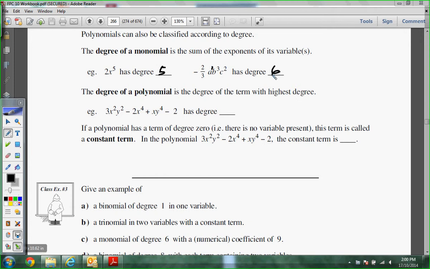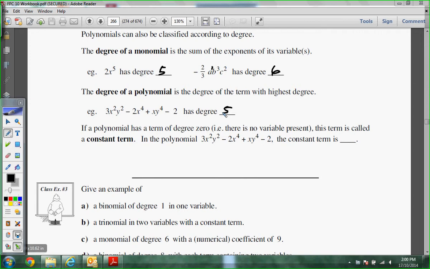Very nice. Okay, and this big guy has a degree of what? 5? 4? Yeah, because it's per section, right? Here's a 4. That's a 4. That's a 5. So 5's the highest, right? Good. Good.